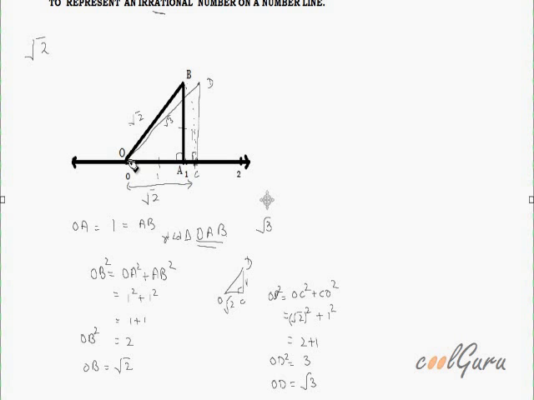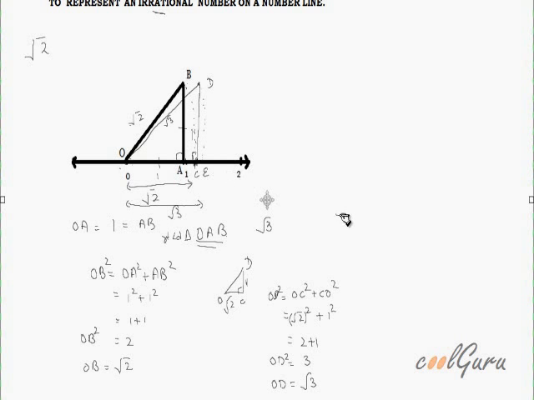Again, by taking O as center and OD as radius, we can draw a circle, and let it cut the number line at some point E. OE is now equal to OD. OE and OD are equal. So I can say this length OE now represents root 3, and so on.